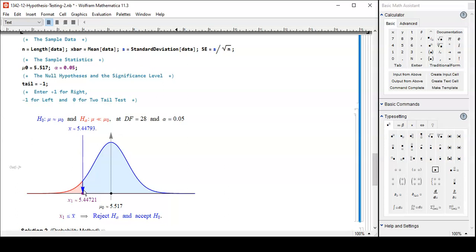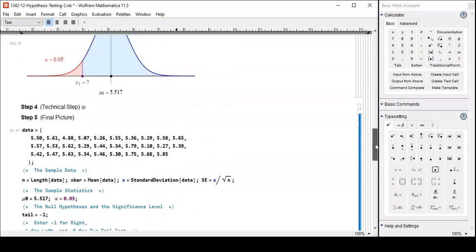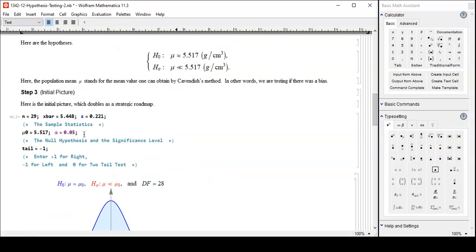Whoa, very, very close, but still, the null value is close, but it's in the blue region. I mean, the observed sample mean is close enough, but it's in the blue region. So I'll say accept the null hypothesis and reject the alternative hypothesis. Actually, this is a bit too close for comfort, to tell the truth. 5%, let's go down to about 2%.